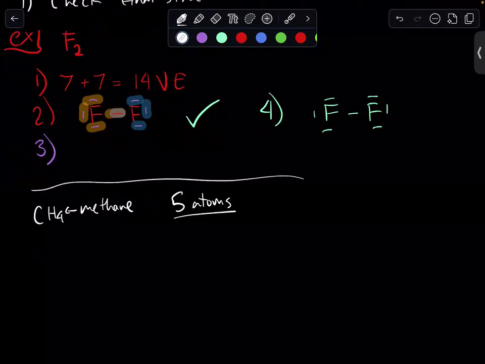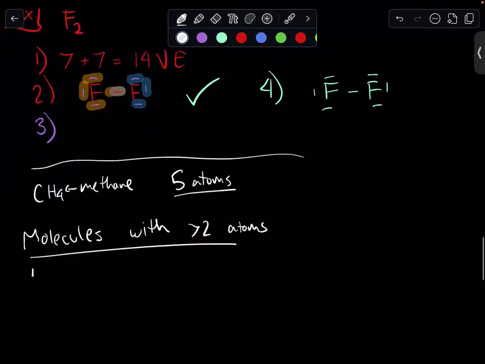Well, we can now learn how to draw molecules with greater than 2 atoms. So for molecules with greater than 2 atoms, we need to first realize that one atom is usually central, meaning it's in the middle and connecting to the others.